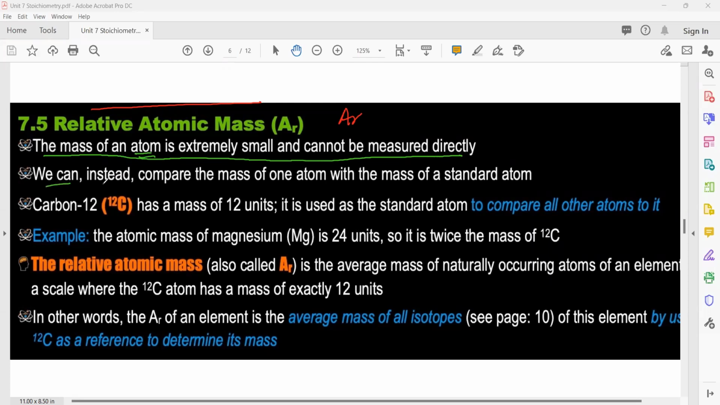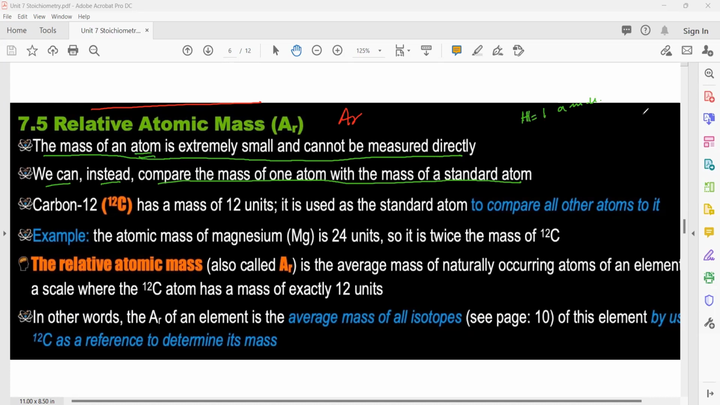But what we can do instead is compare the mass of one atom with the mass of a standard atom. We find one, and after that we compare the others with it. For example, let's say hydrogen. Hydrogen is the lightest atom. Let's say its mass is 1 atomic mass unit, as an example.